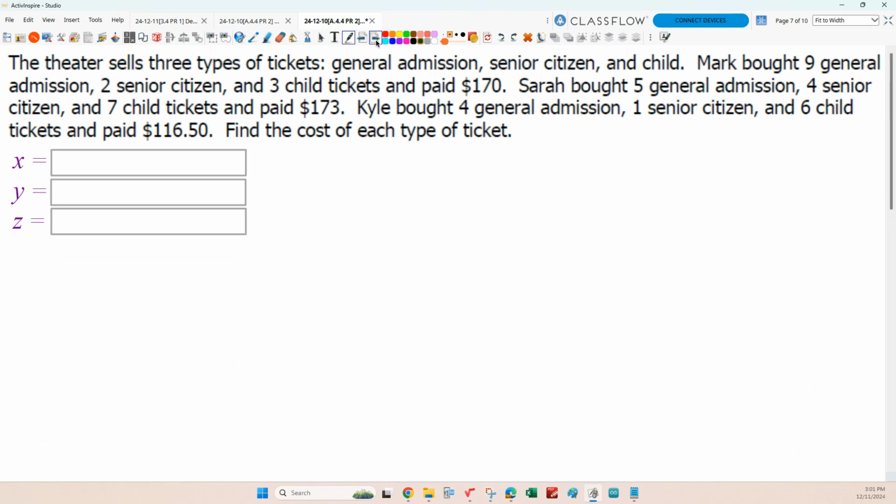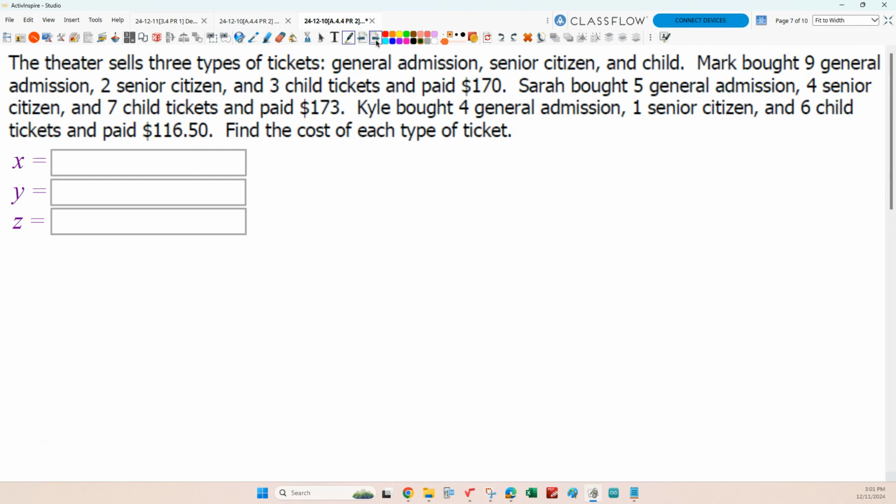How about one like this? The theater sells 3 types of tickets: general admission, senior citizen, and child. Mark bought 9 general admission, 2 senior, 3 child tickets, and paid $170. Sarah bought 5 general, 4 senior, and 7 child tickets and paid $173. Kyle bought 4 general, 1 senior, and 6 child and paid $116.50. Find the cost of each type of ticket. So what are we trying to find? Cost. So I got to define my variables.